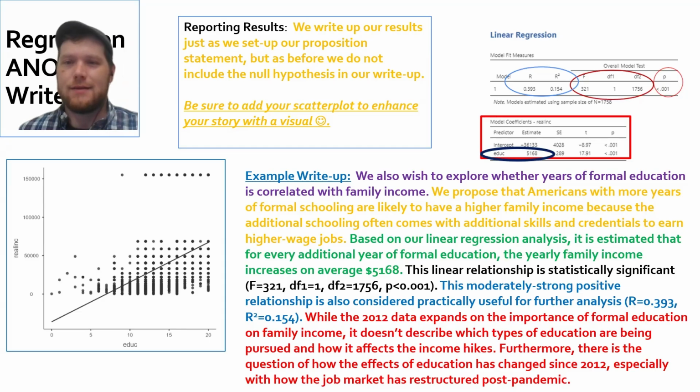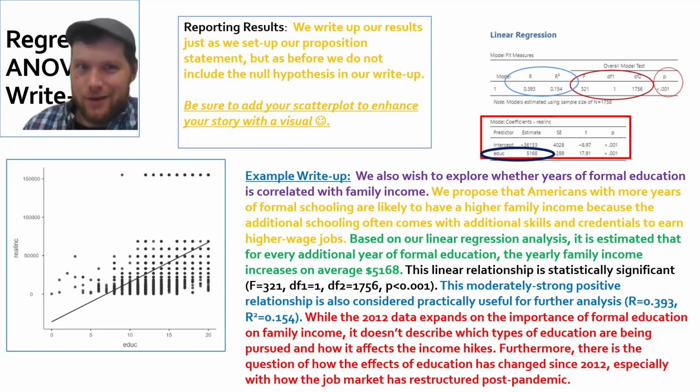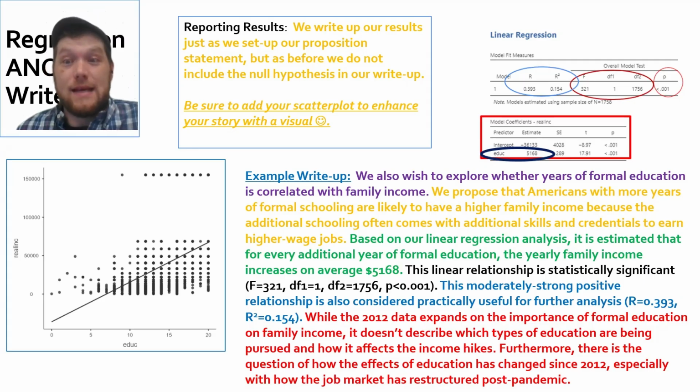Based on our linear regression analysis, it estimated that for every year of formal education, the yearly family income increases on average $5,168. This linear relationship is statistically significant, and in the moderately strong positive relationship. I could have said linear relationship, but I actually said it the sentence before, so I'm cheating a little bit, being sneaky. This relationship is also considered practically useful for further analysis. And then I go back to just being a sociologist.